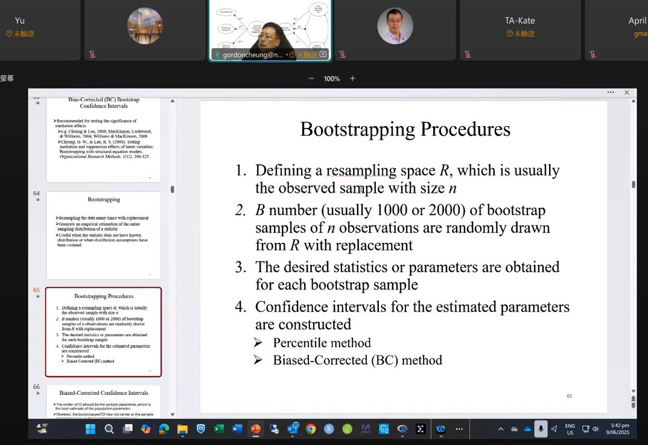First, we define a resampling space R, which is typically your observed sample with size n. We generate 1,000 or 2,000 bootstrap samples of size n. And then for each, we estimate your parameters, that means the indirect effect here. And then we create the confidence interval.